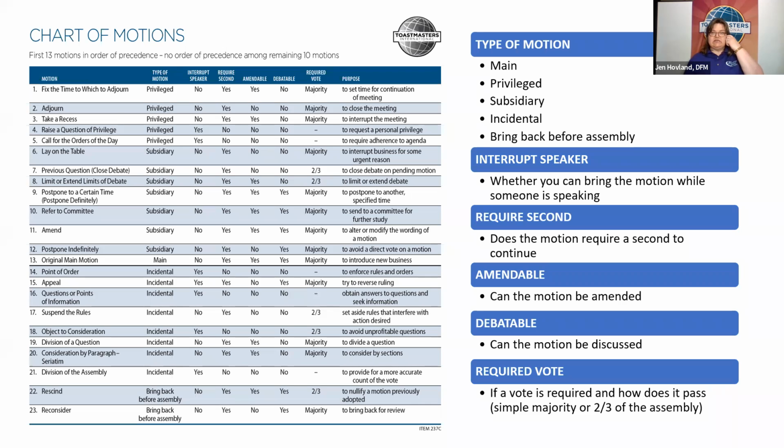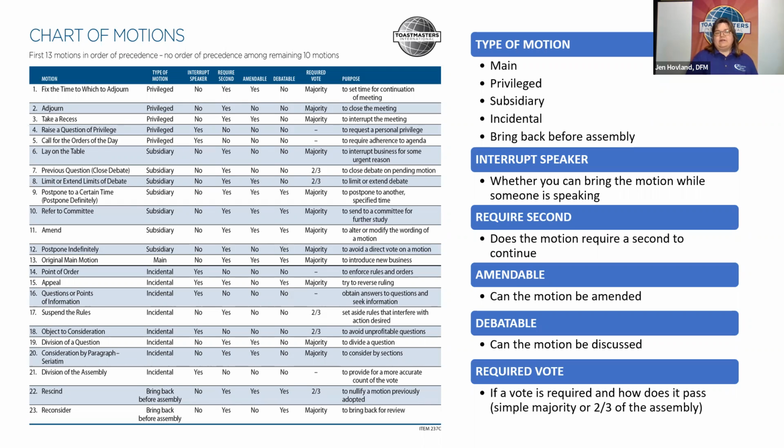There are certain motions that can be done when interrupting the speaker, but do know that we do want to have some positive collaboration going on. Just because you can doesn't mean it's always polite, but if you need to interrupt the speaker, there's only certain types of motions that you can do that with. Most motions require a second to continue on. There's a few that do not. Some motions can be amended for clarification or improvement. And then there's some motions that can be discussed, or as this column puts it, debatable.